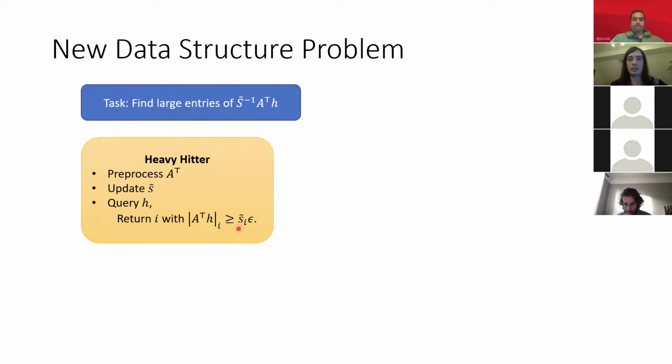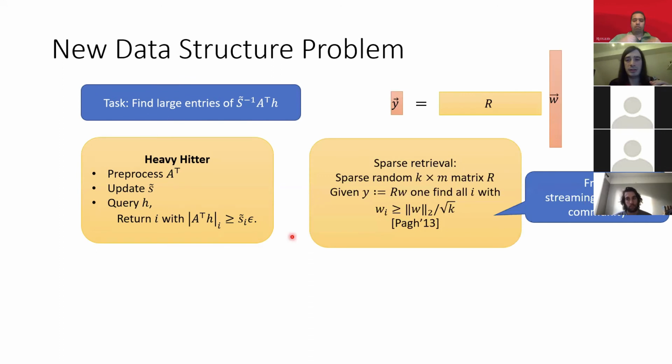And the exact data structure problem is, well, you're first given your matrix A, you're allowed to preprocess that at the start of your algorithm. Then over time, this vector S is going to change a bit, this approximation that we have. And in every iteration, we get some vector and we are asked for the large entries. Another way to formalize this is to say, let's say we have a diagonal matrix S tilde, which just has the entries of S on the diagonal. It's multiplied with the inverse here, right? We just basically divide by S on both sides of this inequality. So how can we solve this new data structure problem? What we're going to use here is a sparse recovery from the streaming and sketching community.